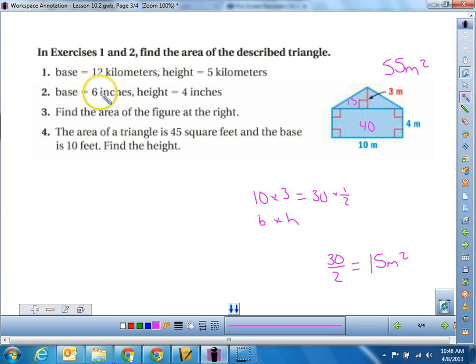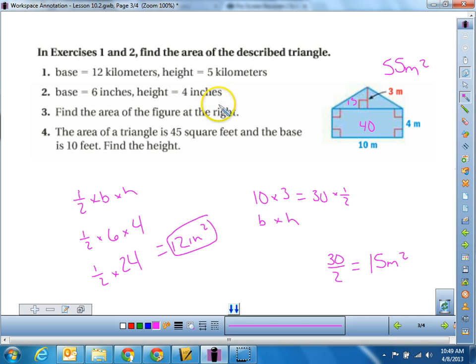How about here? We've got a base of 6 inches and a height of 4 inches. So again, we take 1/2 times base times height. So I'm going to take 1/2 times 6 times 4. When I do that, I have 1/2 times 24. 1/2 of 24 is 12. So 12 inches squared is what we have for this one.